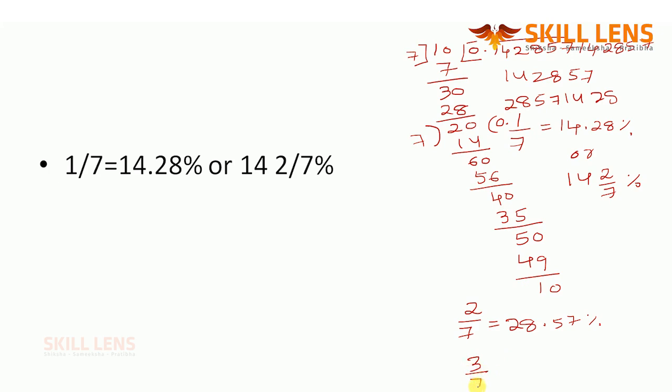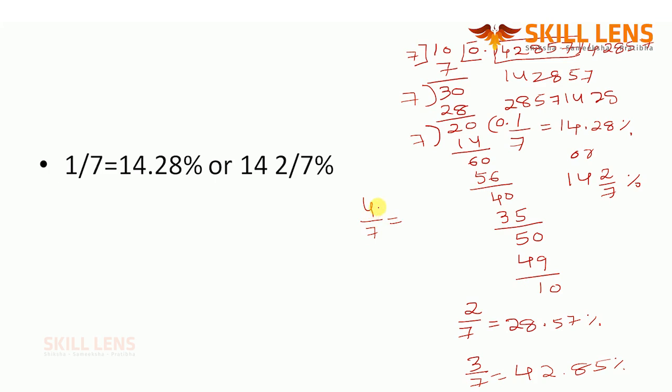If you want 3 by 7, from where will the cycle begin? From here. Because, of course, this is the magic number. 1 by 7 is a magic number. This will definitely help you in the exams, because all the fraction values of 1 by 7 lie between these values only. So 3 by 7 will become what? 30, how many times 7? 4 times. So the answer will become 42.85%.